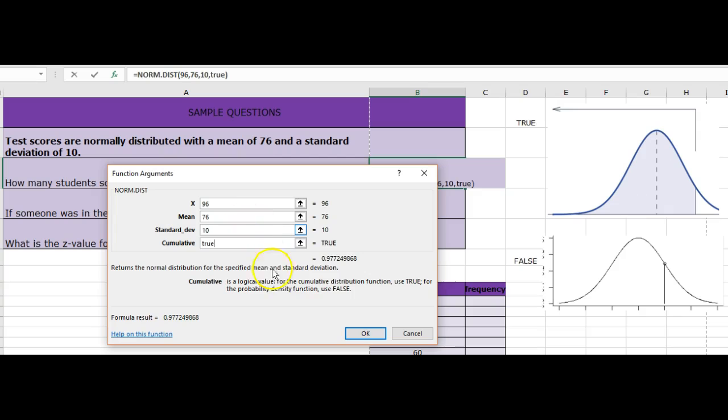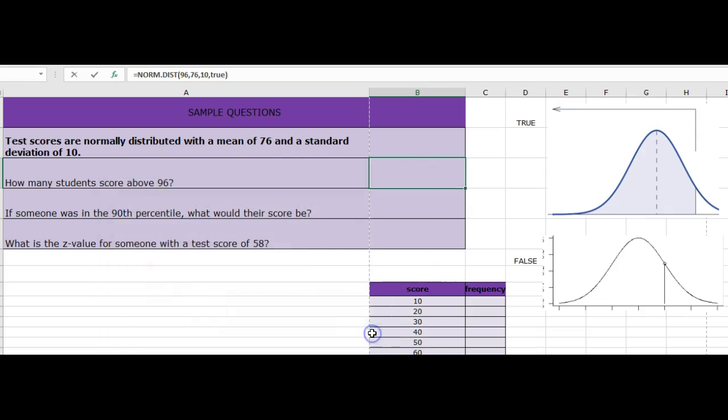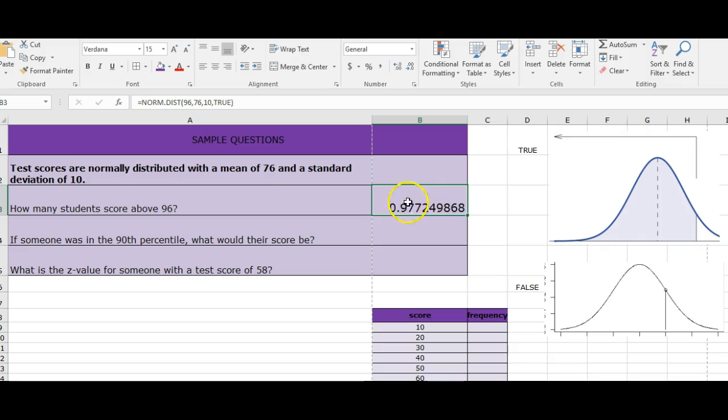Okay? And I'll say okay. You can already see the answer right there. And we can see the answer is 0.97. Personally, since I'm thinking of a percentile, I always want to turn that into a percentage, so I just hit percent right there and make that 98%. All right, so that's how we find area to the left of the curve, the percentile.